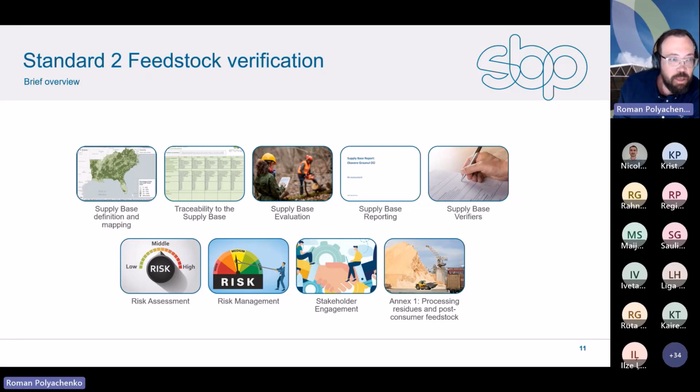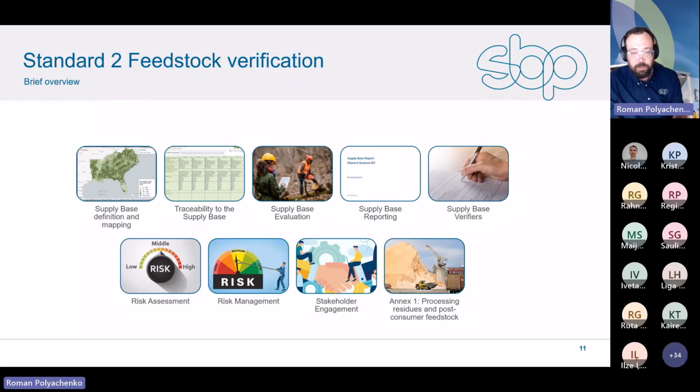Section 6 is about risk assessment. So organizations where there is no official regional risk assessment available need to develop their own risk assessment and define risk ratings, low or specified. So in principle, no changes here.